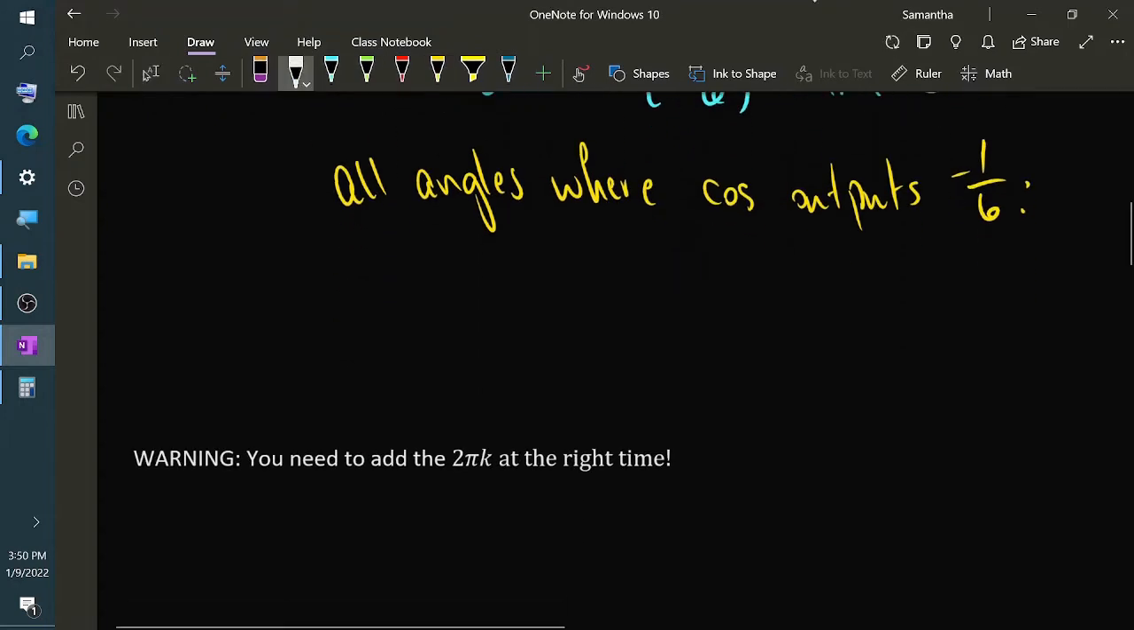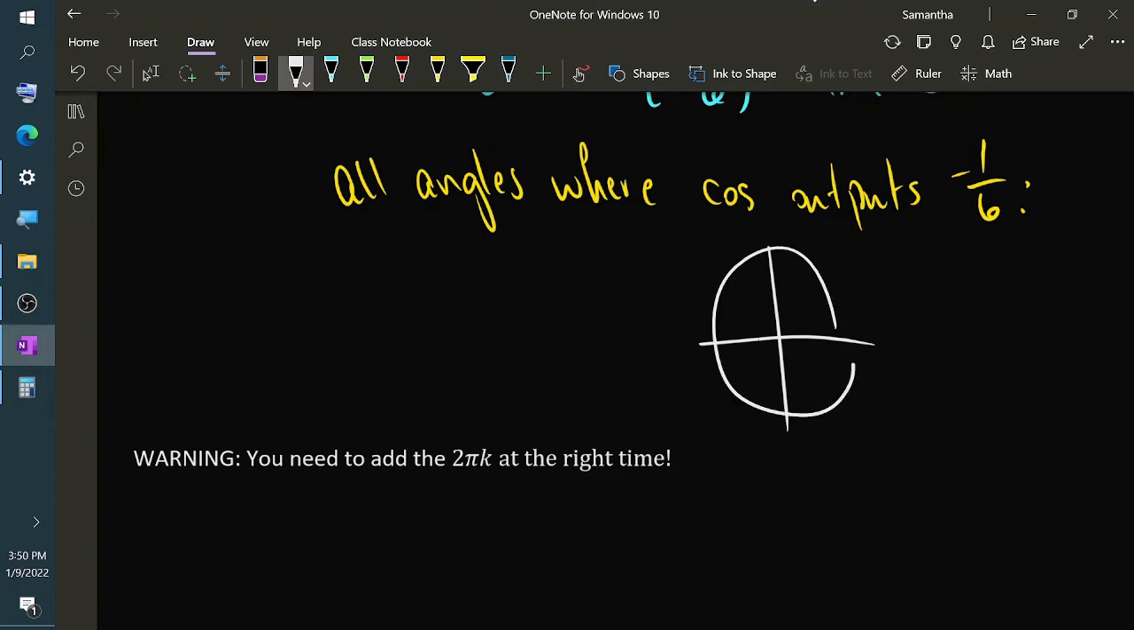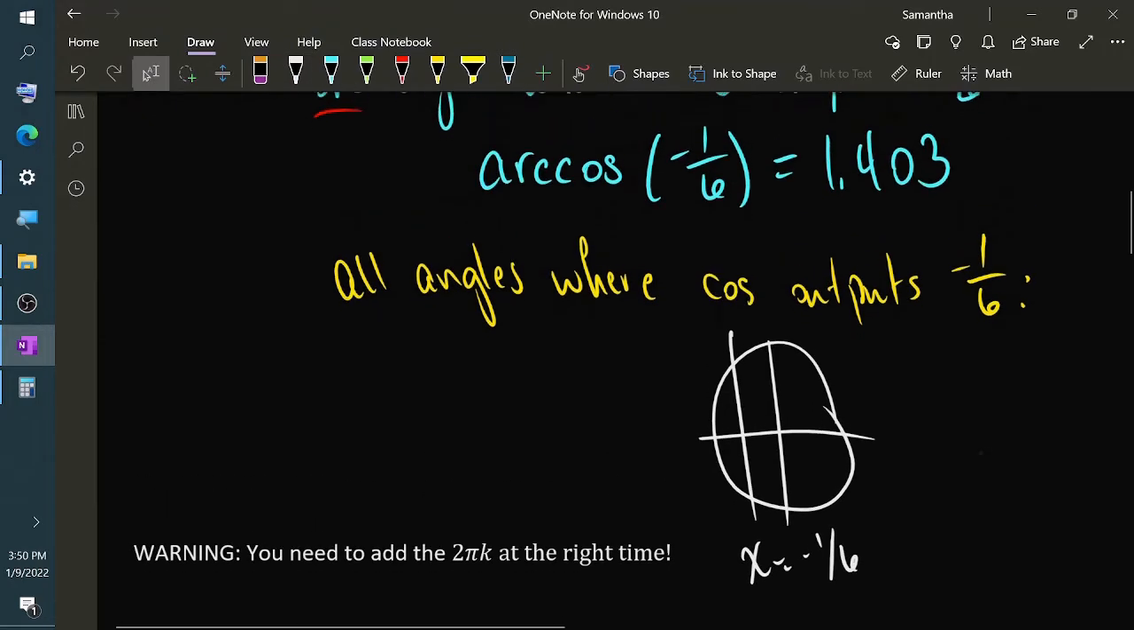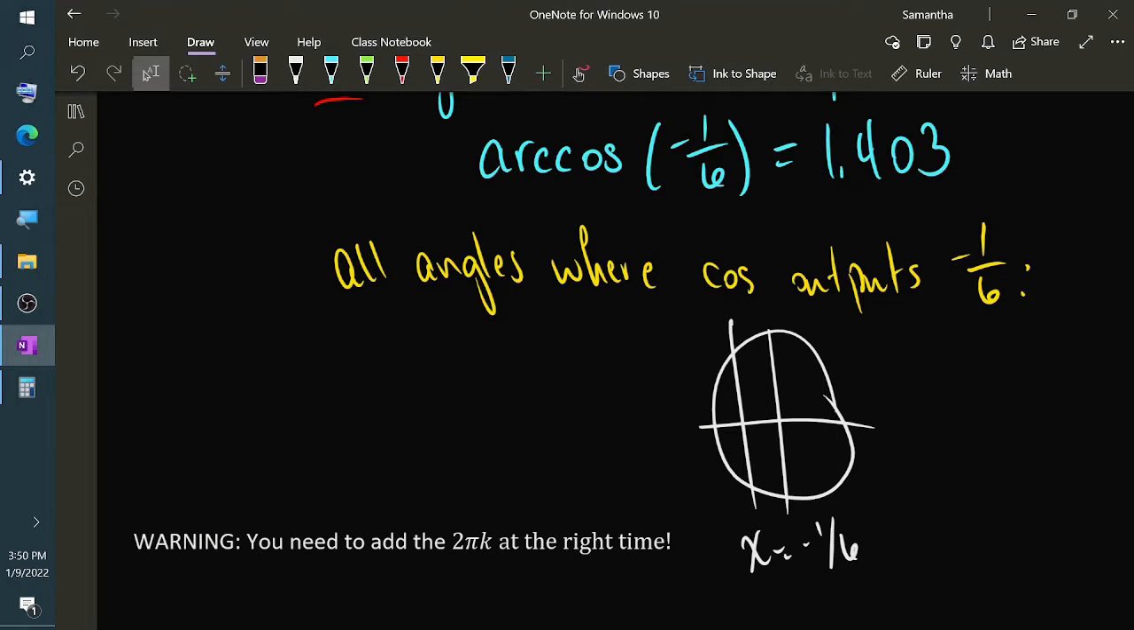So using the unit circle as a guide, I'm looking for locations where the x-coordinate is equal to -1/6, and the value that arc cosine has just provided for me is the one that's pointing into quadrant number 2. Remember, arc cosine can only ever produce angles which are between 0 and pi. So because the angles produced by arc cosine are between 0 and pi, those angles can never reach into quadrants 3 or 4. They can only reach into quadrants 1 or 2.